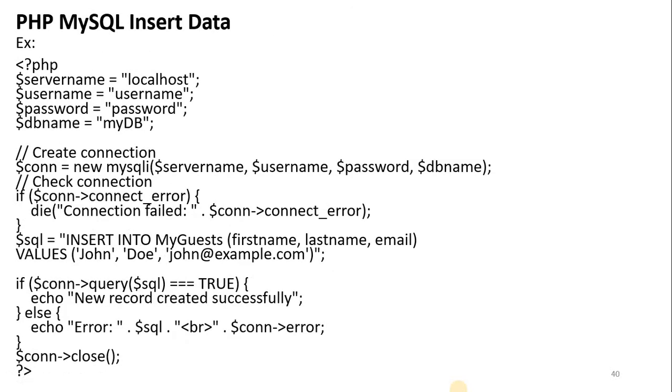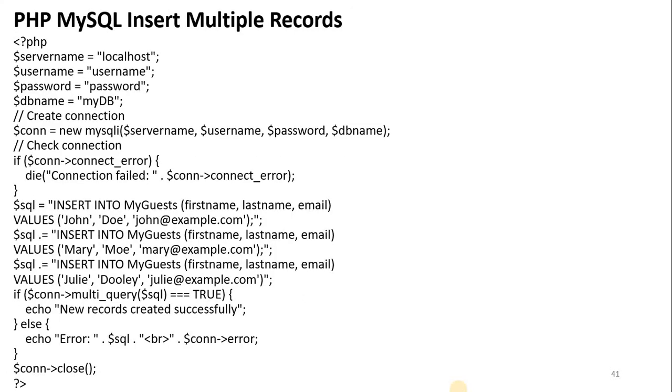The second one is, suppose I want to insert multiple records over here. So I am using a concatenation assignment operator, the dot equal to operator. Now see here, this is insert into MyGuests. This is the first element to be inserted, that is John Doe, john@example.com, and the second value I want to insert. So SQL dot equal to. We are going to concatenate this insert statement with another insert statement.